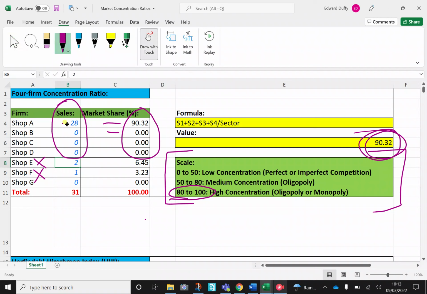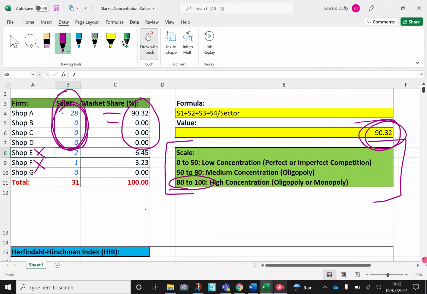So it's obviously a range that's suggesting oligopoly here, but if that were the information there, it would clearly be monopoly. But that wasn't the case, so it's an oligopoly. So you have to look at the answer, but also then compare it to where that answer came from and how many shops we were dealing with.